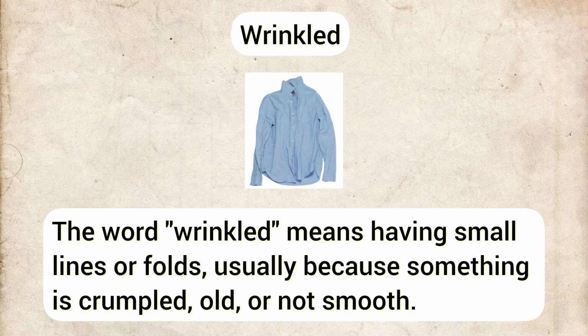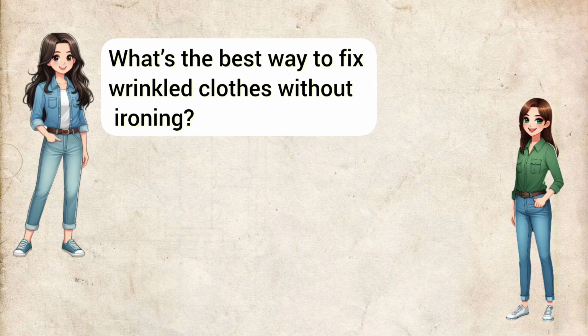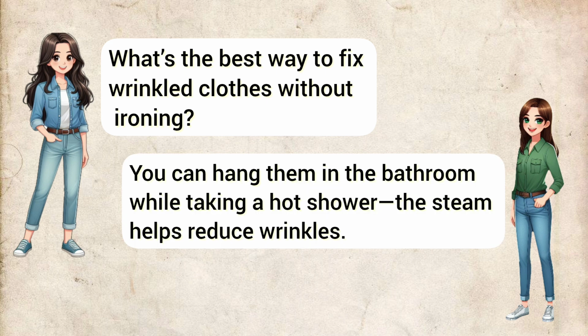Wrinkled. The word wrinkled means having small lines or folds, usually because something is crumpled, old, or not smooth. What's the best way to fix wrinkled clothes without ironing? You can hang them in the bathroom while taking a hot shower. The steam helps reduce wrinkles.